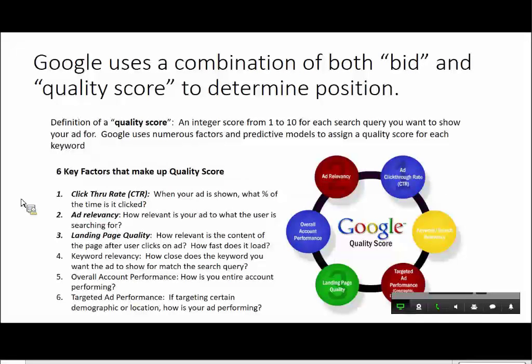So ultimately, what Google does is a combination of both the bid and quality score to determine the position. The quality score is an integer score from 1 to 10 that Google, using numerous factors and predictive models and historic data, will assign for each and every keyword you list that's connected to your ad. And this is at the heart of the complexity and where it gets tricky for advertisers to advertise on Google, because you want your quality score to be as high as possible, which we'll see in the next slide exactly why. There are 6 key factors that make up this quality score.